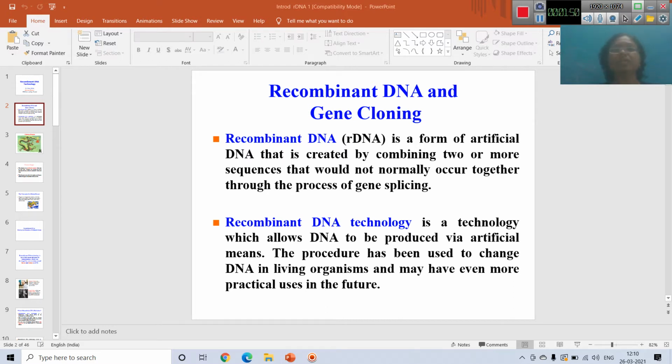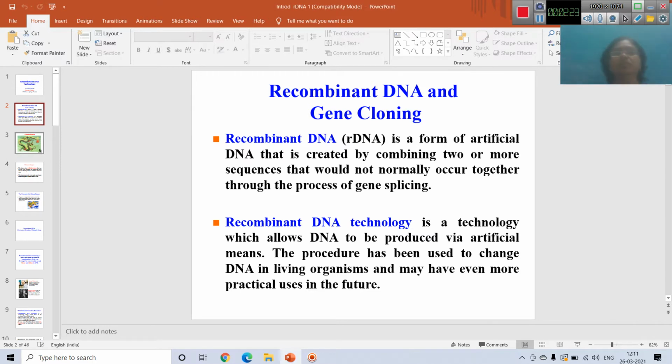So recombinant DNA technology is a technology which allows the DNA to be produced via artificial means, and this procedure has been used to change the DNA in living organisms and has played an important role in the medical as well as the pharmaceutical industry. So we have many future aspects. This recombinant DNA technology has gained importance nowadays in the field of science.